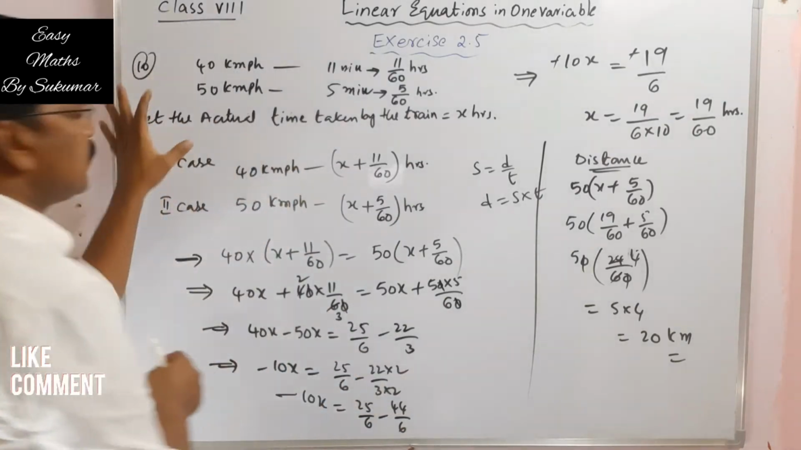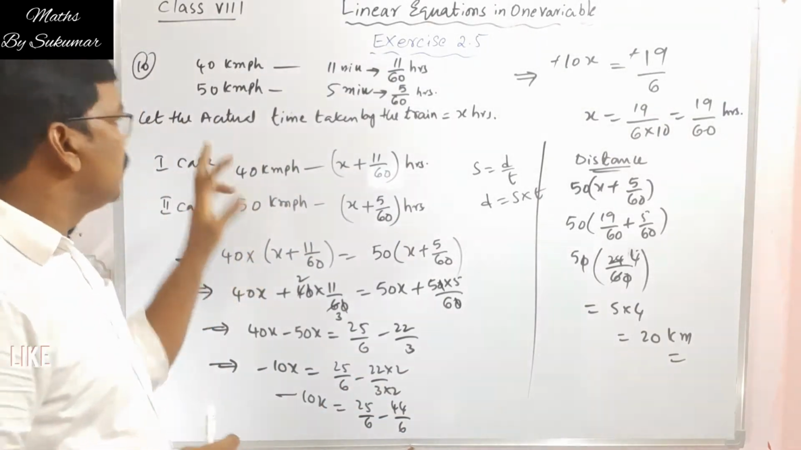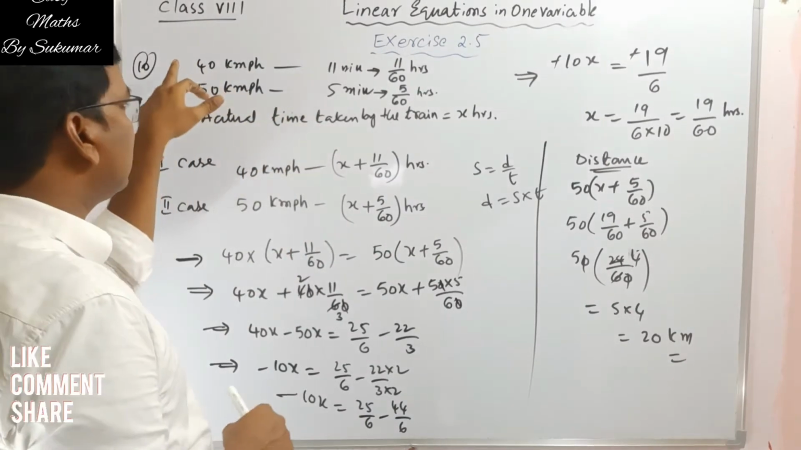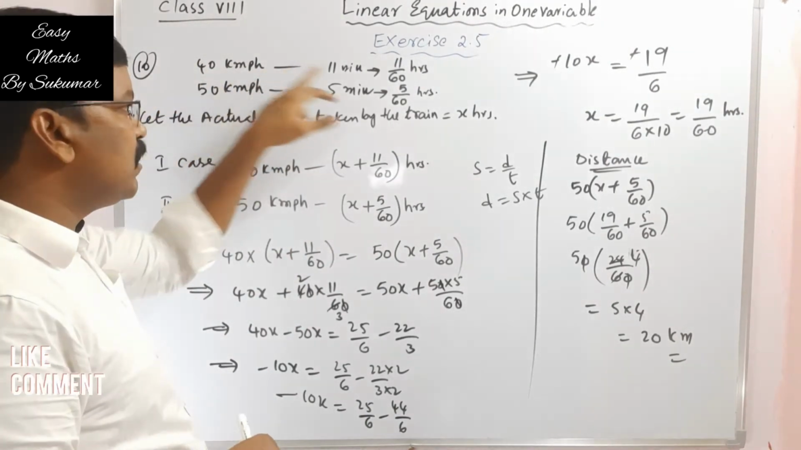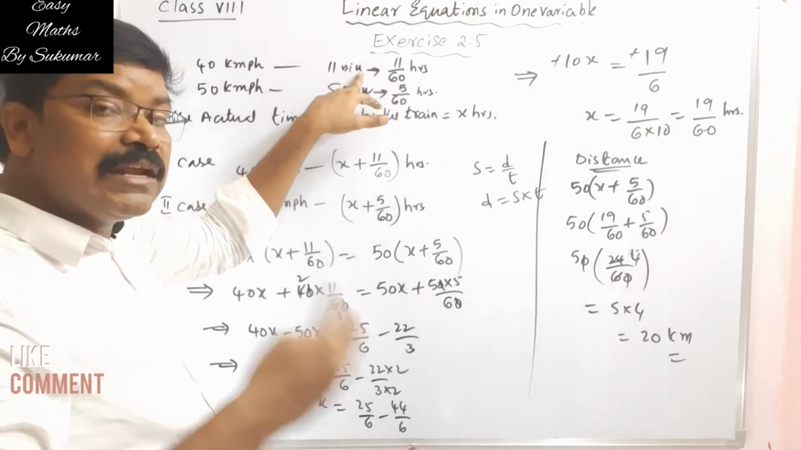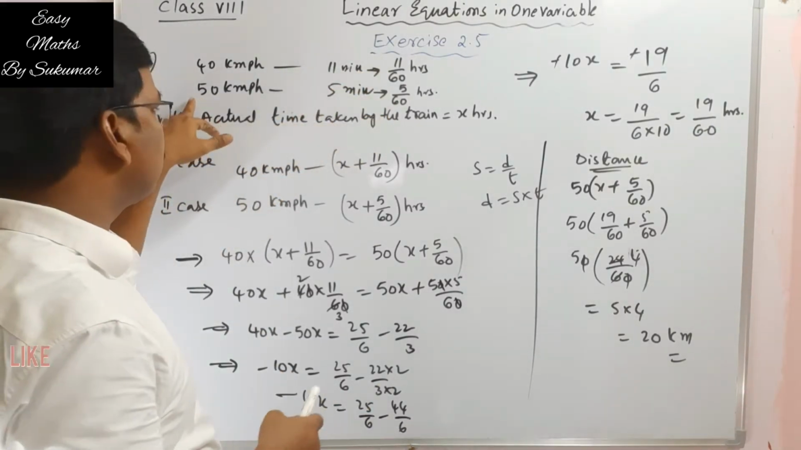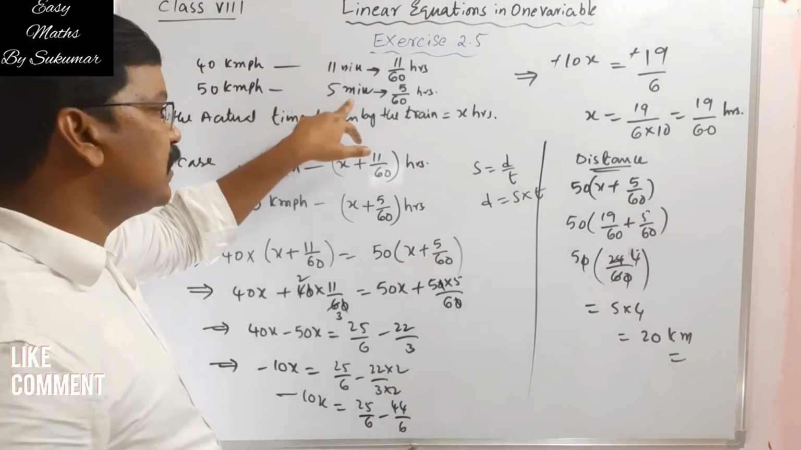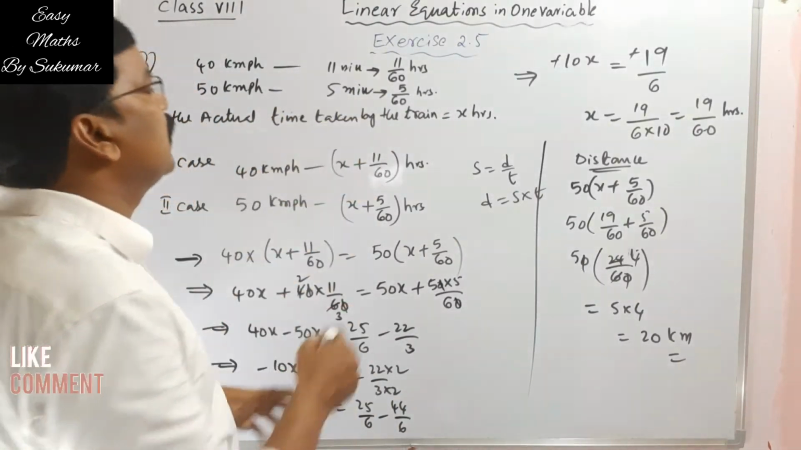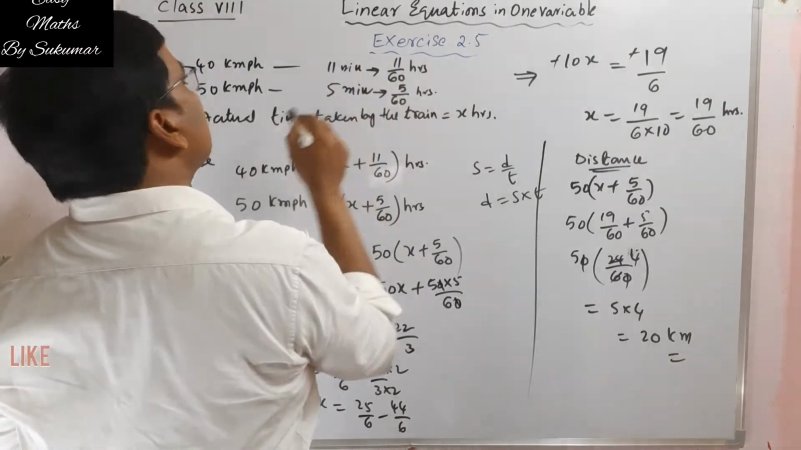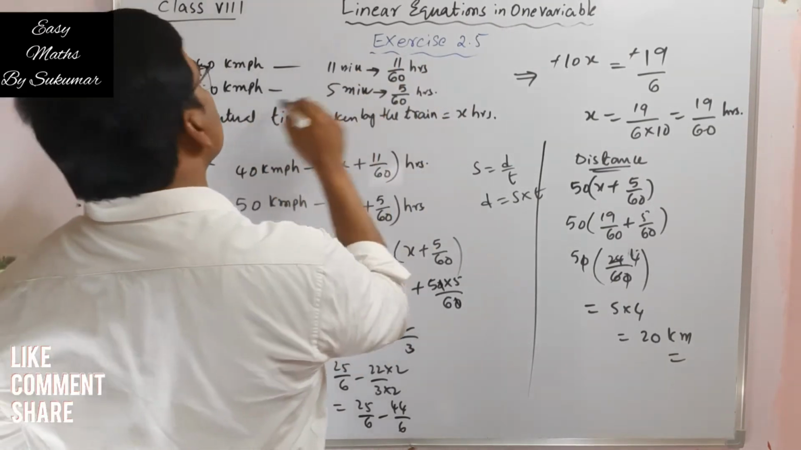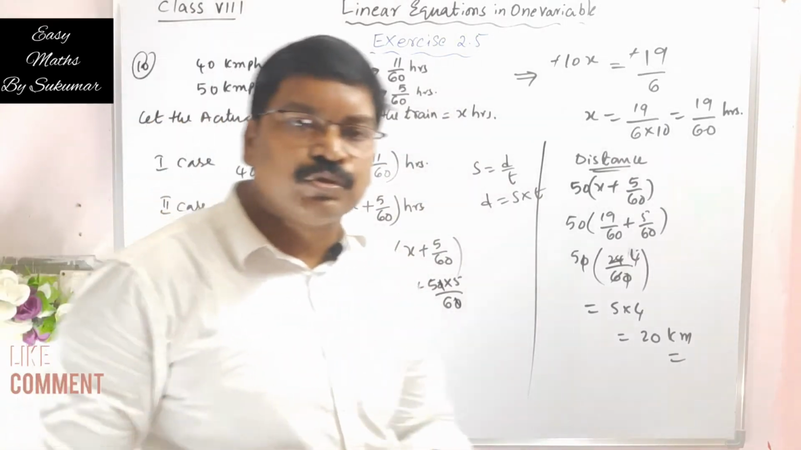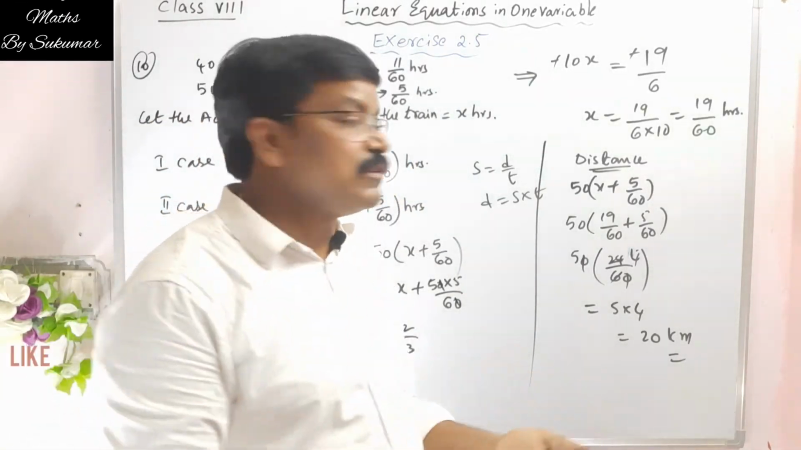Okay, I will repeat, my dear students. There are two conditions here. If the train runs at 40 km per hour, it runs late by 11 minutes. If the train runs at 50 km per hour, it runs late by 5 minutes. 11 minutes means 11 by 60 hours, and 5 minutes late means 5 by 60 hours. I have just changed minutes into hours.